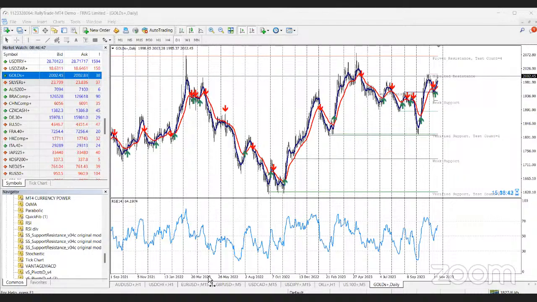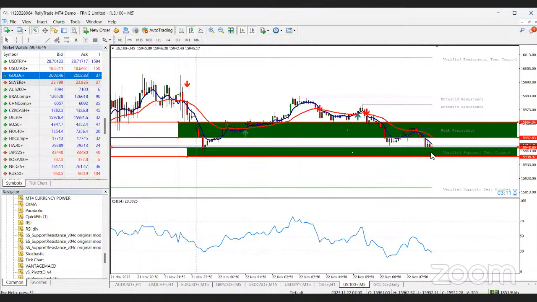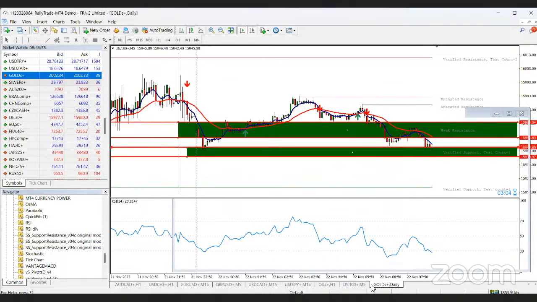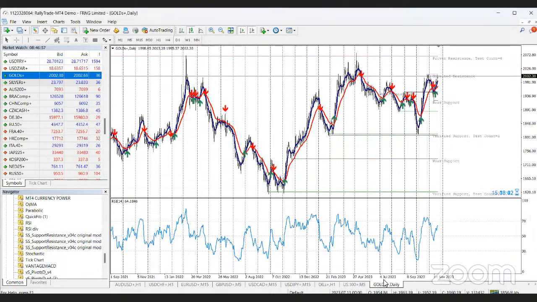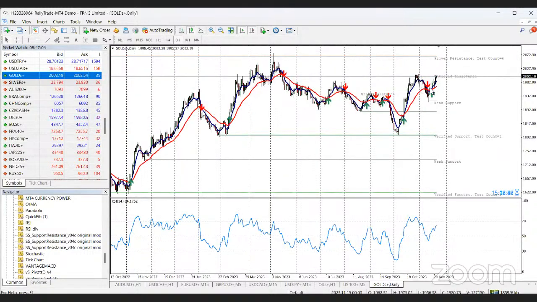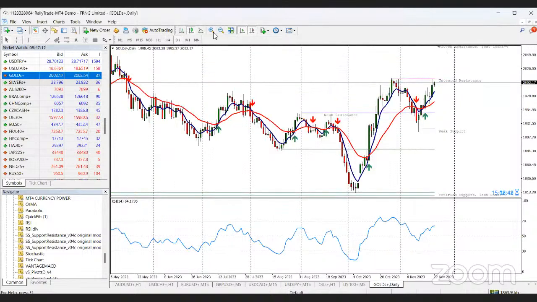So yes, if you are on US 100, you should already be in good profits. If you've entered the buying, you should already be in good profits by now. All right, let's go back to gold. Gold has given me a signal for a buy, which has also been corroborated by my RSI. However, it seems like there's a resistance here for our scalp today.